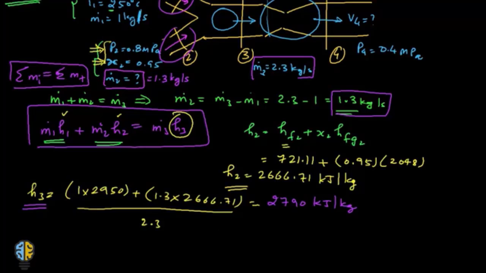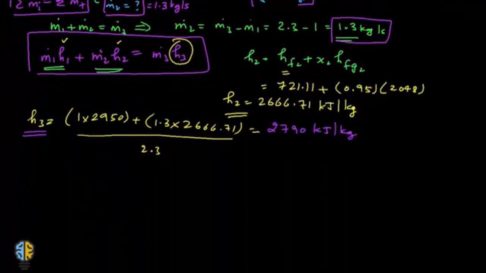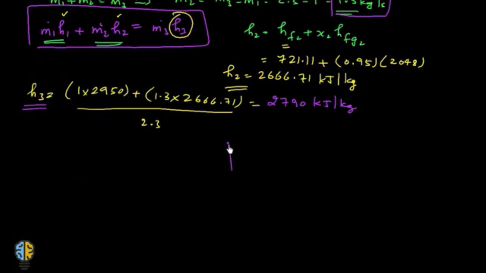Now the second part of the question is to find out the velocity of the steam which is leaving the nozzle. So let's redraw the nozzle over here. So let us say this is the nozzle.